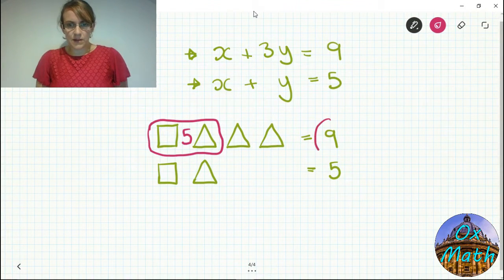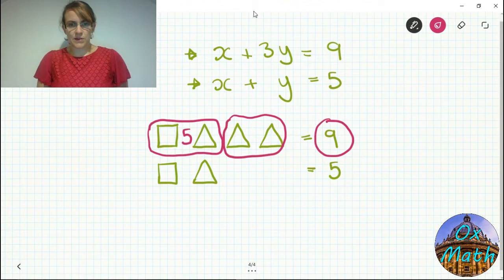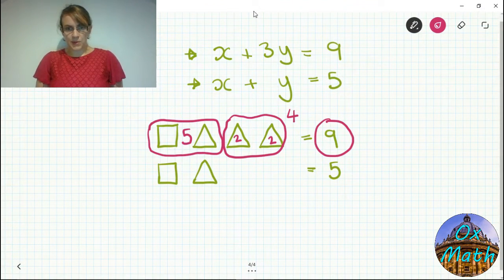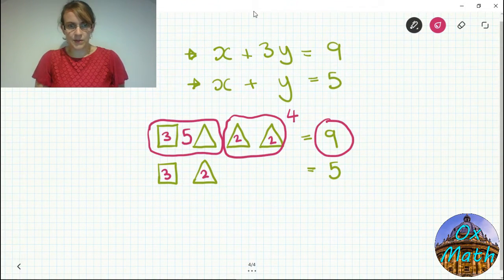Now drawing it out like this makes it a bit easier to see exactly what's going on. From this bottom equation here, we can see that this square and this triangle, 1 square add 1 triangle, must be a total of 5. So to get our total of 9, we need 4 more. So these two triangles here must be a total of 4. Now if two triangles add up to 4, each triangle must be worth 2. We can then see from the bottom equation that if the triangle is worth 2, each square must be worth 3. And if we double check that in the top one, so a square is 3 and a triangle is 2, we've got 3, 4, 5, 6, 7, 8, 9, which gives us our total of 9.